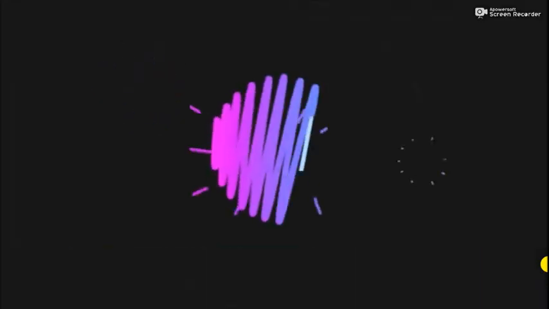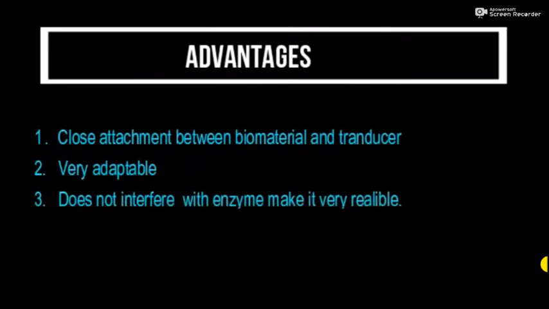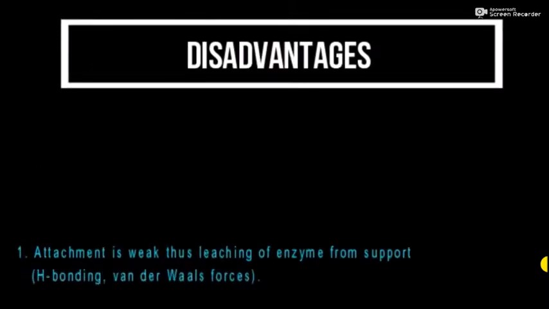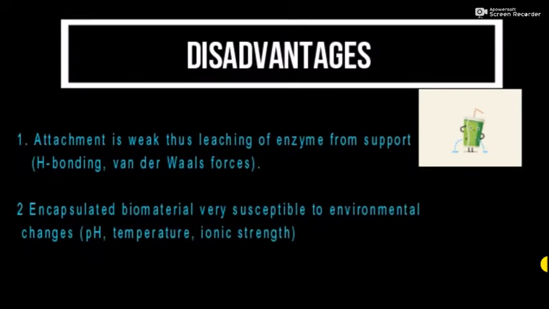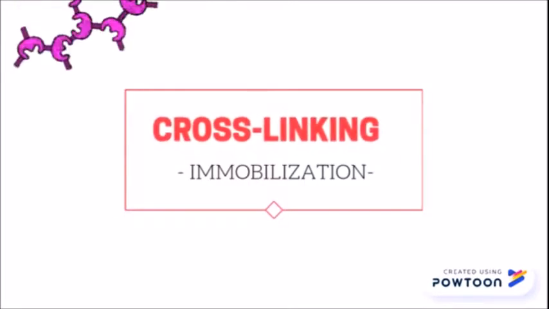There are several advantages and disadvantages. The advantages of microencapsulation are: close attachment between biomaterial and transducer. It is very adaptable and does not interfere with enzyme, making it reliable. The disadvantages are: attachment is weak, leaching of enzyme from support. Encapsulated biomaterial is very susceptible to environmental changes such as pH. Short-term investigations, lifetime limited.